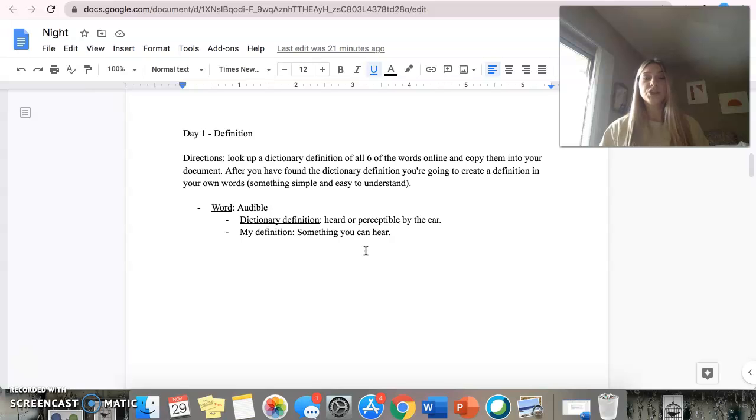What you're going to want to do is look up a dictionary definition of the word, copy and paste that into your assignment document, and then make your own definition in your own words. So my example for audible, the dictionary definition is heard or perceptible by the ear. My definition is something you can hear.